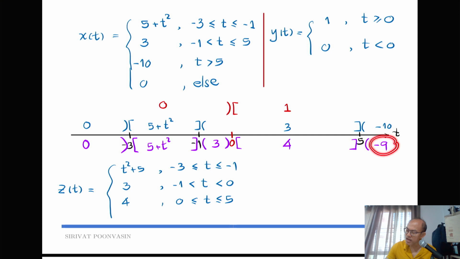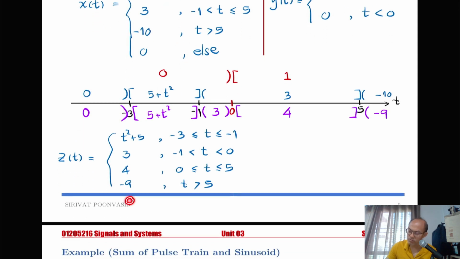And then -9 when time is greater than 5. And the last one, let's not forget about 0 here. So 0 when time is less than -3, or else here. So this is the signal z that results from adding x and y together.